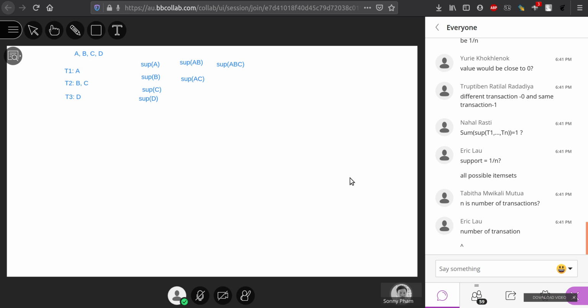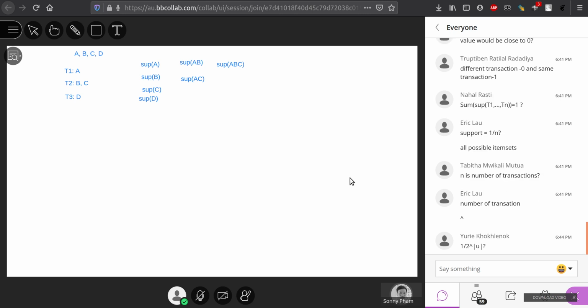So you have 15 possibilities of support values. Eric, you say support is equal to 1, but you're getting there, the answer is not quite correct, and it's not complete.